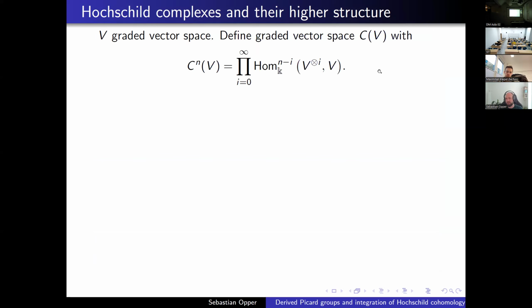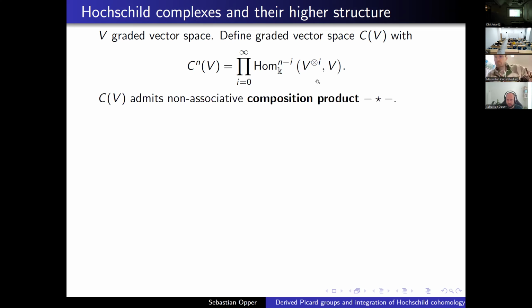And then we can do the same definition as we did before for the Hochschild complex, because all we needed for this is the graded vector space. And okay, we don't have a differential or anything at this point, it's just a graded vector space, but the same definition makes sense. And this structure admits a product which is non-associative, called the composition product, usually denoted by star in this case. And it's roughly defined as follows.